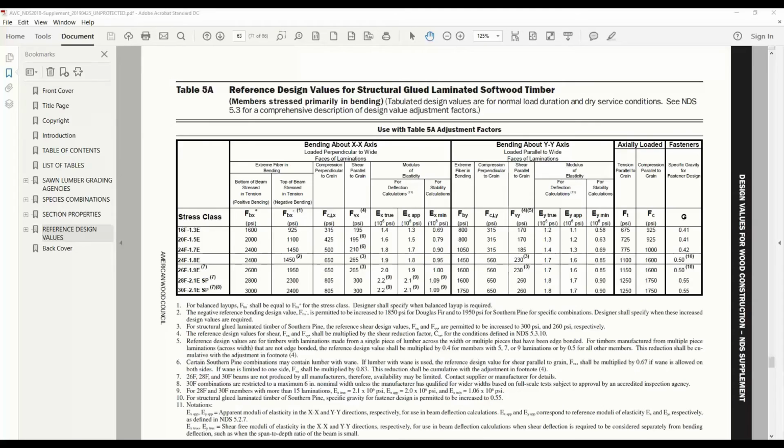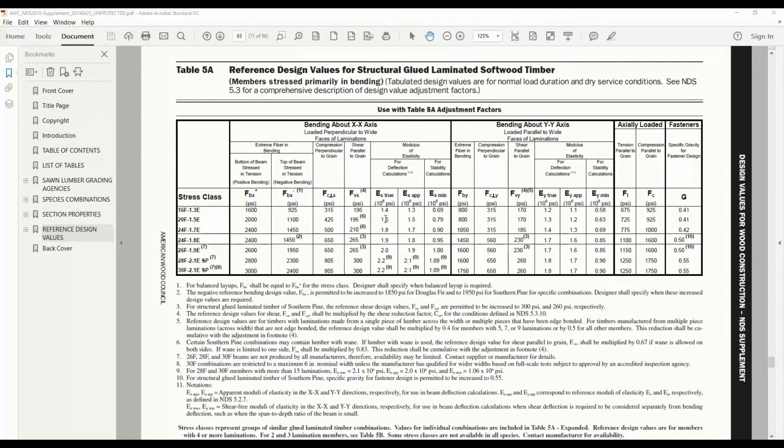The first question that came in was related to the modulus of elasticity, so I'll go ahead and take this one because I'm probably the nerdiest one. It's related to the modulus of elasticity specified in the NDS supplement for designs. Here we see three different ones: an E sub x true, an E sub x APP or apparent, and E sub x min. If we go down to footnote 11, we can see what the difference is between those.